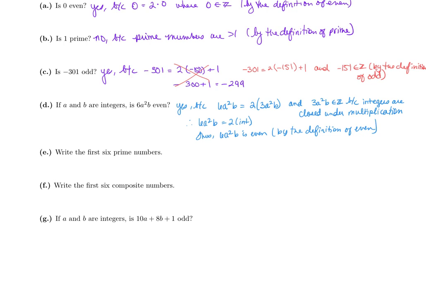So you can get a sense now for where we're going with all of these words and what we're going to be doing with all of these applications in our proofs. But before we jump all the way forward, let's talk a little bit about some prime numbers and some composite numbers. I asked you here to write the first 6 prime numbers. And remember, 1 is not prime.